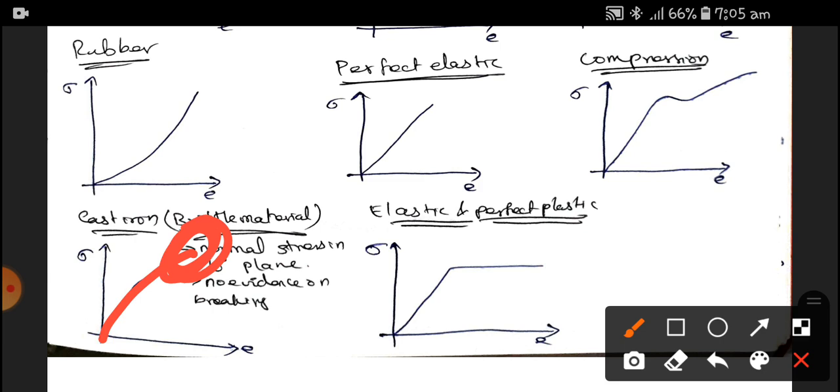Next is the elastic and perfect plastic. It is linear up to the yield point. After that, it is perfectly plastic. Therefore, there is no stress increase, only strain.